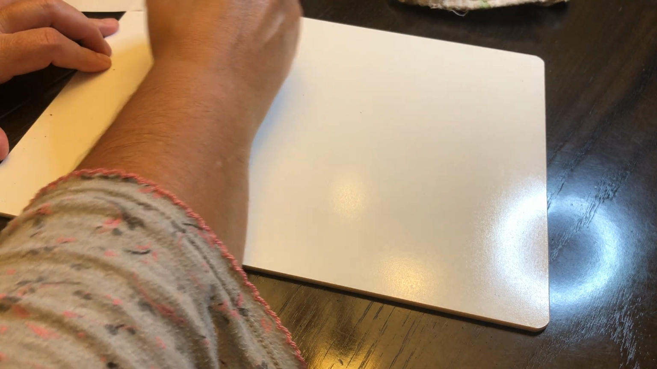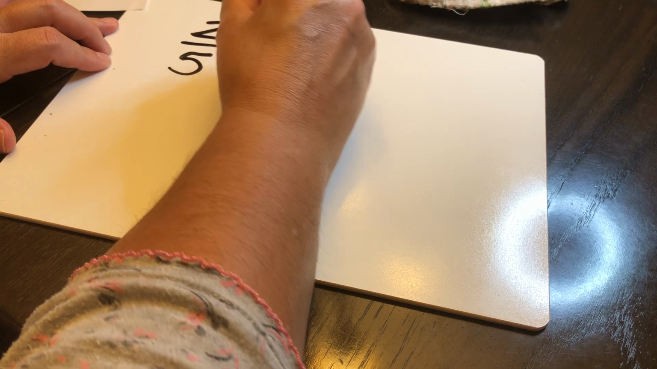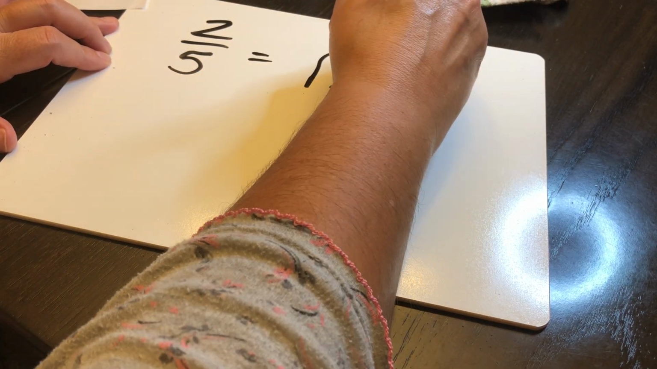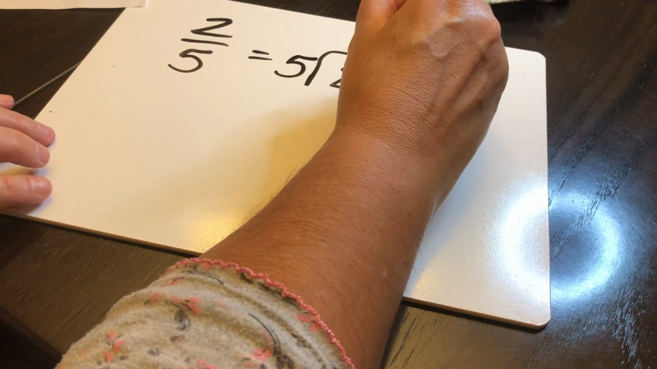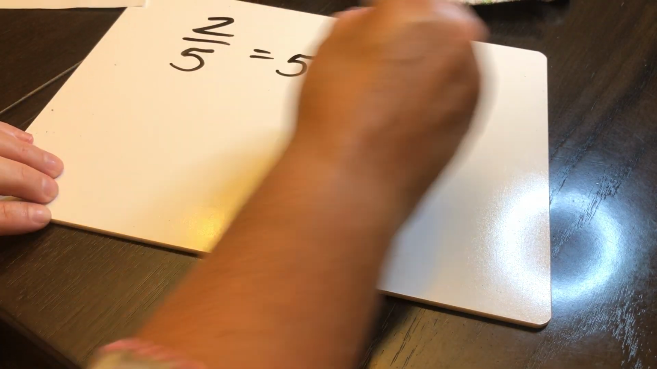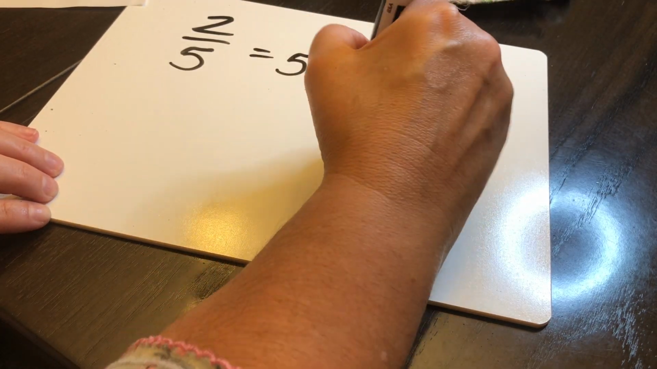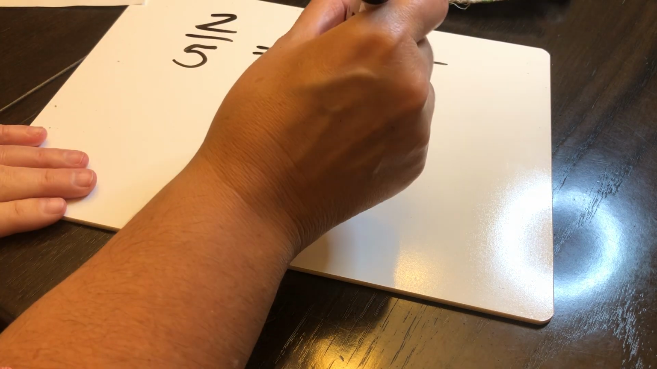Now, let's do one more that could possibly be terminating. 2/5. Now, 2 goes in the house. Put your decimal, carry it up. 5 does not go into 2, so we're going to try 20. 5 will go into 20 4 times, which is 20. Leaves me with a remainder of 0. That is a terminating decimal.